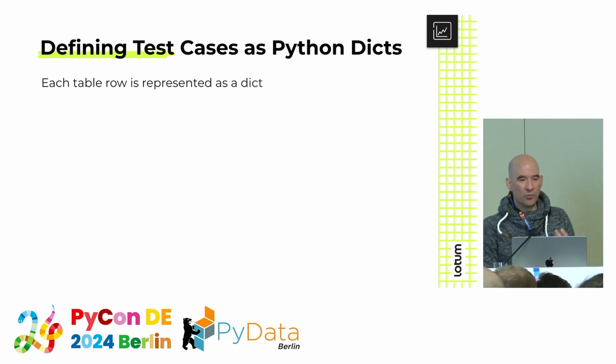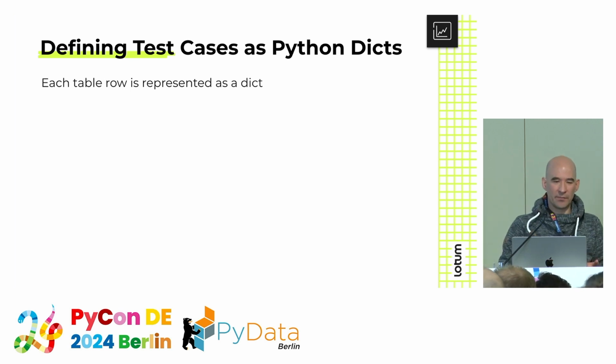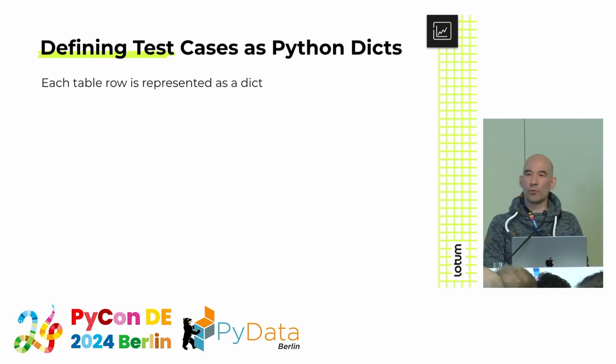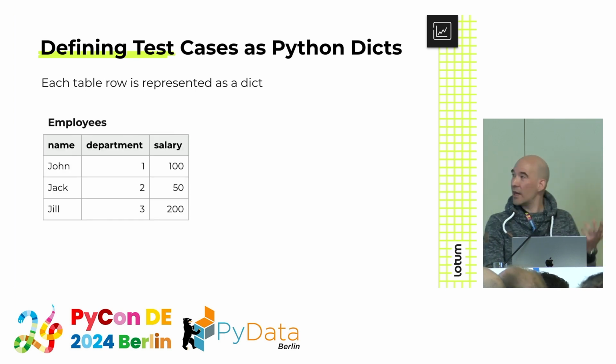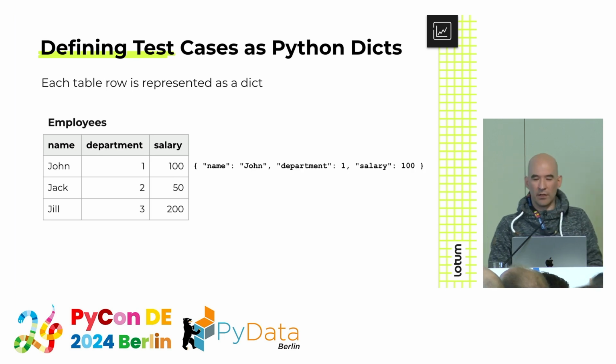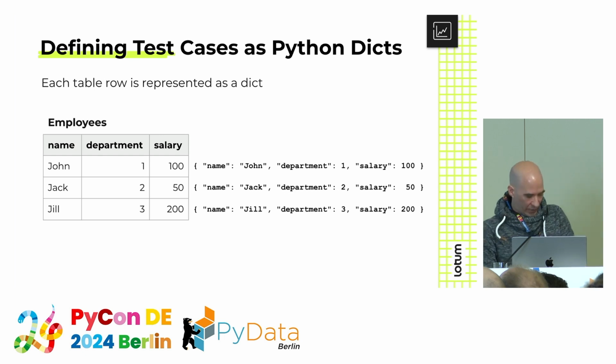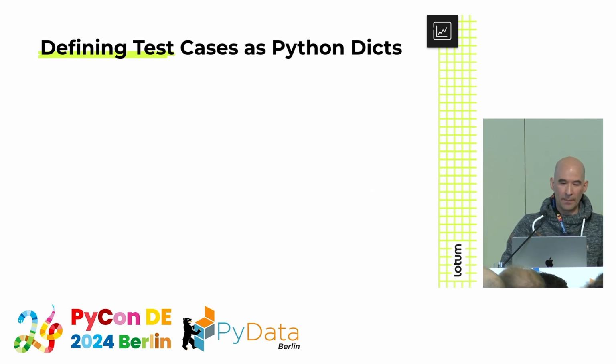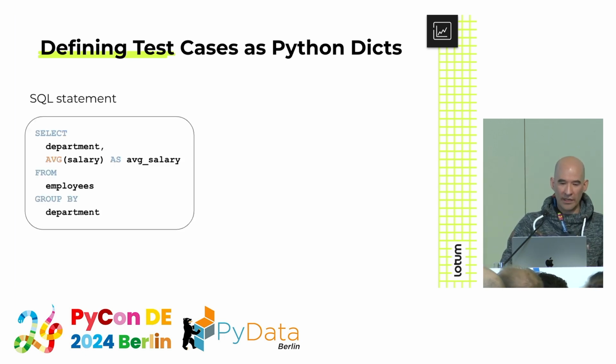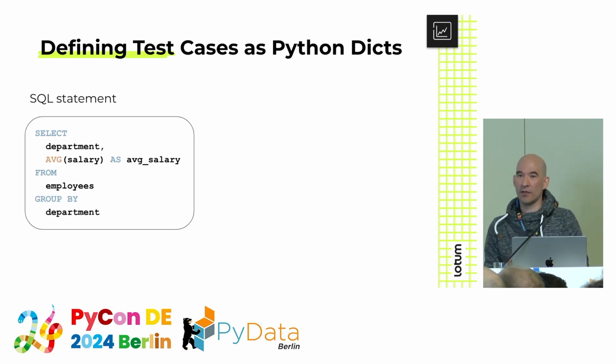So at Lotum, we define our test cases as Python dicts. Every table row is represented as a dict. So if you have this sample database table here, 3 columns, 3 rows, representing employees, you can represent them as Python dicts, where the dict key is the column name and the dict value is the column value. That's pretty straightforward. So how would a test case for an SQL statement look like?